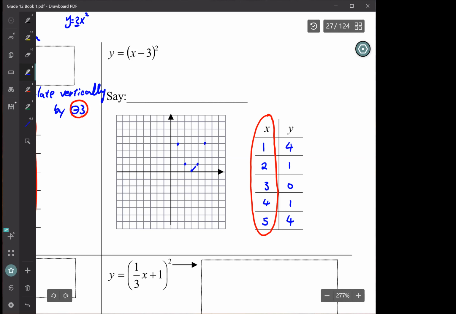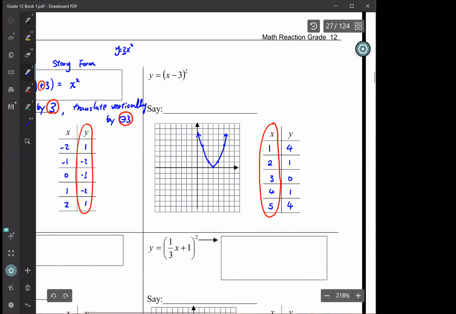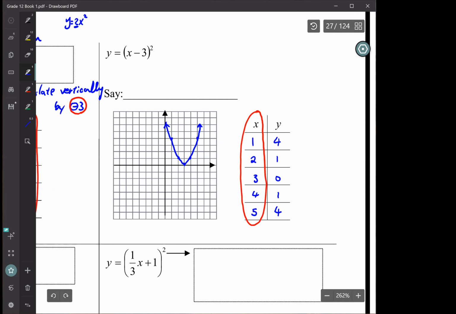So it is still a parabola, but the whole thing got shifted. Okay, which way did it shift? Donna? Right. Yes, right by how many? 3. 3, very good. Okay, so we will say translate. So again, we'll try to write it two different ways. We can say translate right by 3 units. Okay, that's one way.